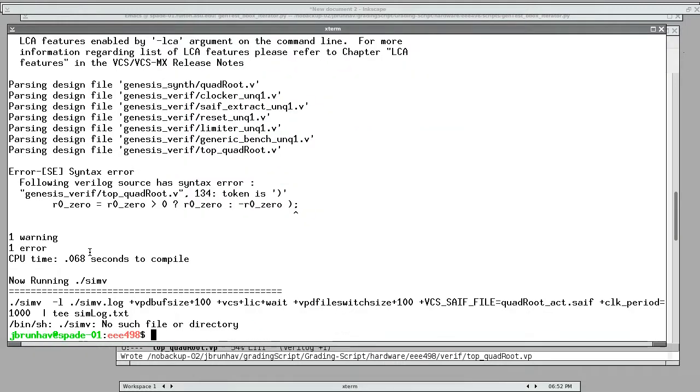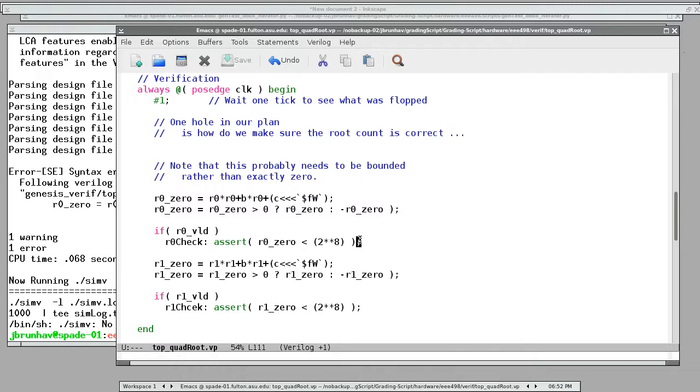And then it's mad because I did something with a parentheses that I didn't need. Probably duplicated that mistake. There we go.